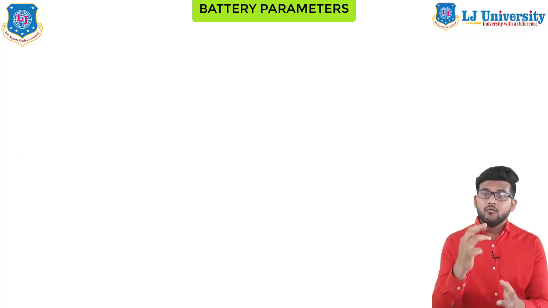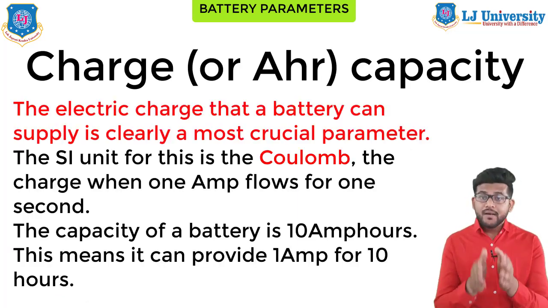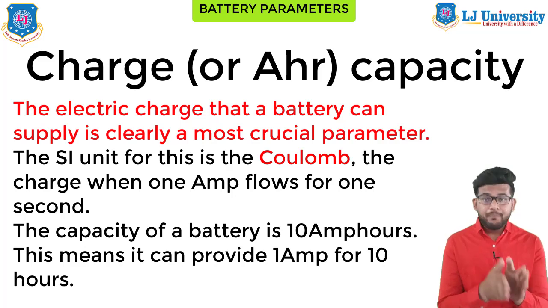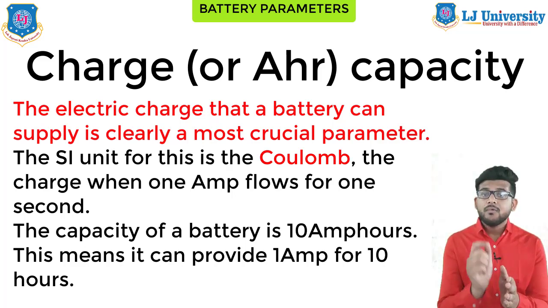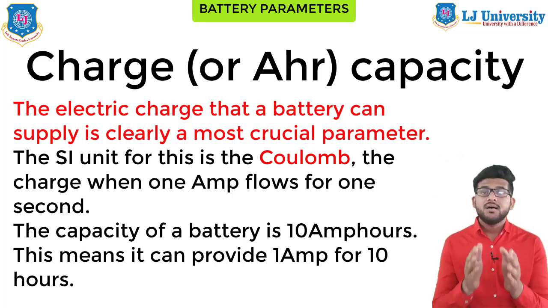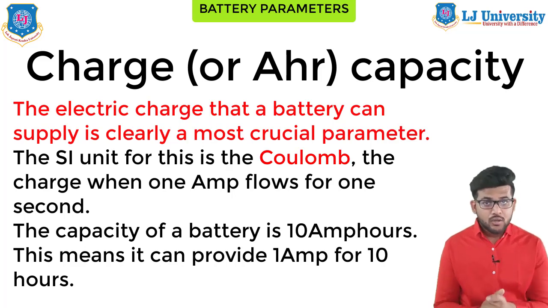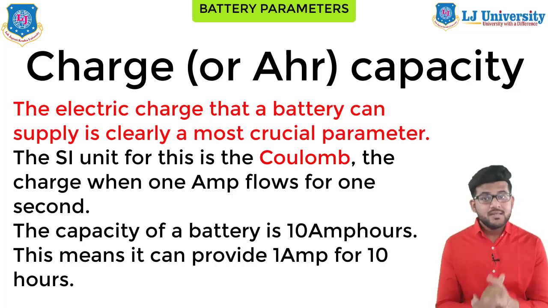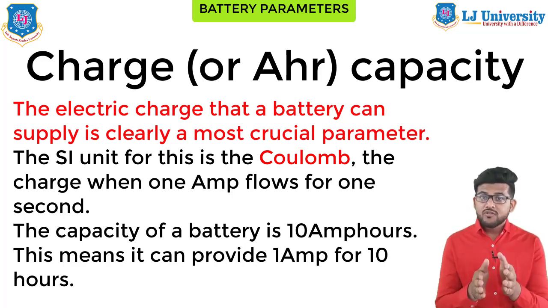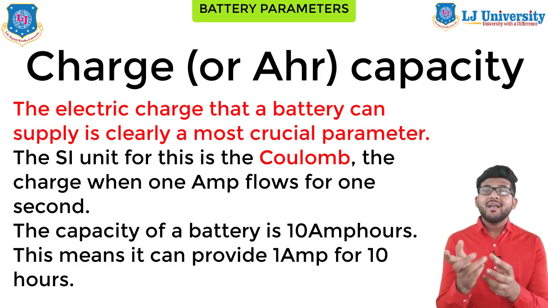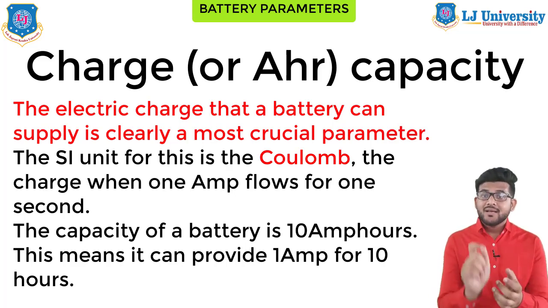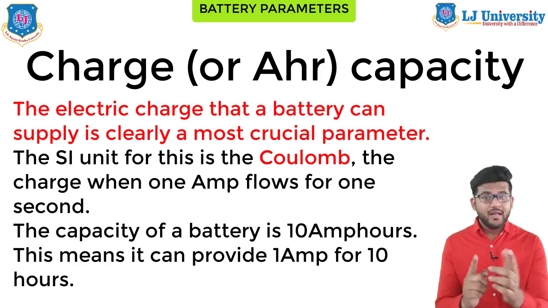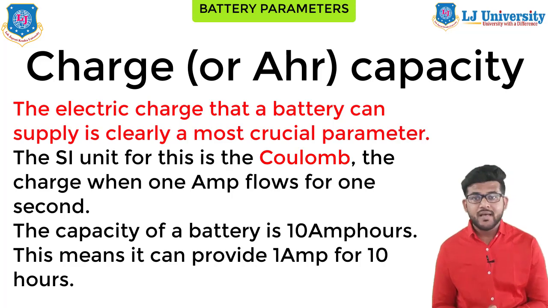Now what is charge capacity? The electric charge that a battery can supply is clearly a most crucial parameter. The SI unit of this is the coulomb, the charge when 1 ampere flows for 1 second. The capacity of the battery might be, say, 10 ampere hours. This means it can provide 1 ampere for 10 hours. This is a simple example that I have given.